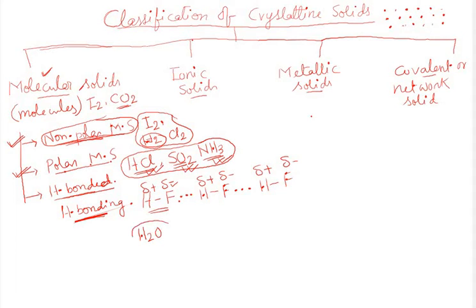that is ice in solid form. In ice, the water molecules are associated by the help of hydrogen bonding. So this is also an example of hydrogen bonded molecular solid.